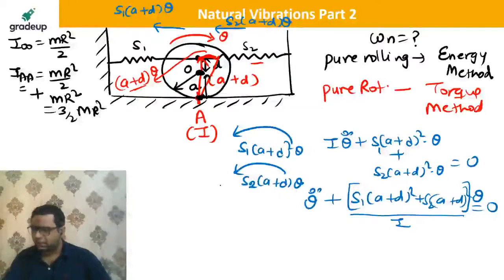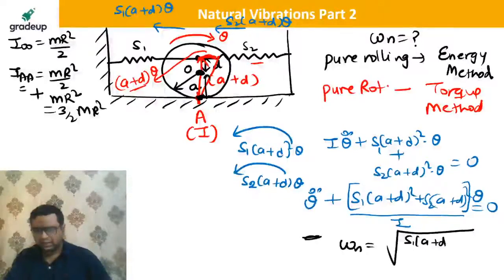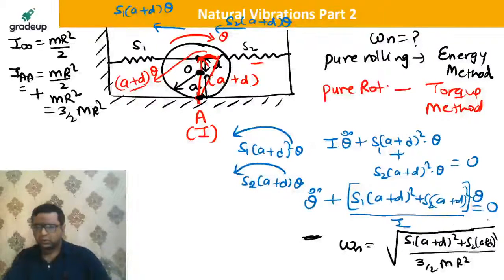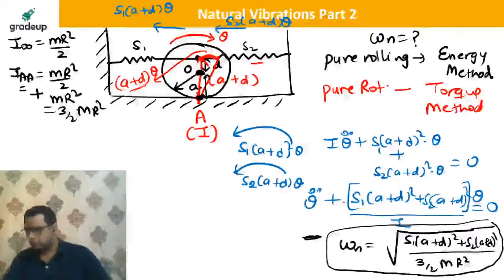Very nice, dear Arnab. Good. So this is going to be omega n as square root of s1a plus d square plus s2a plus d square divided by 3 by 2 mr square. Nice, dear. Good, Arnab.